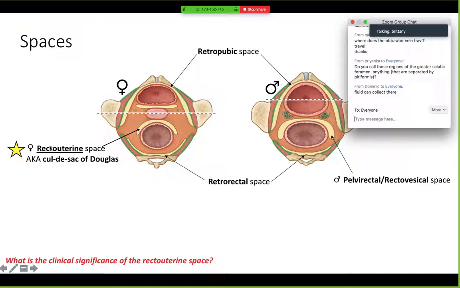And I went through Gray's. I have a bunch of questions at the end from Gray's. And this is the space that Gray's focuses on too. So definitely know this.